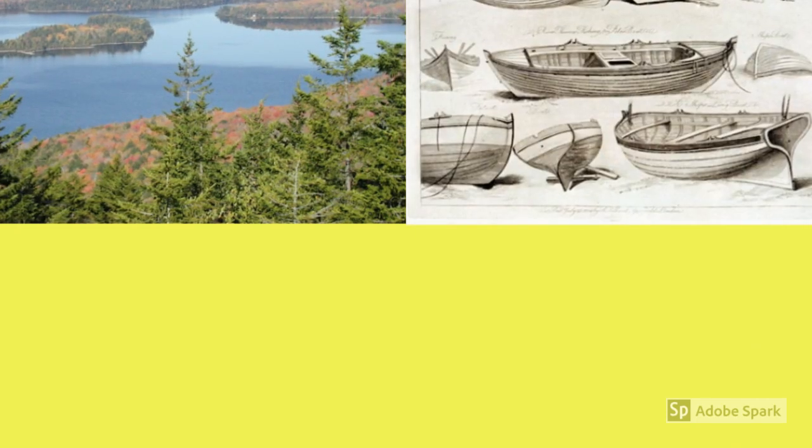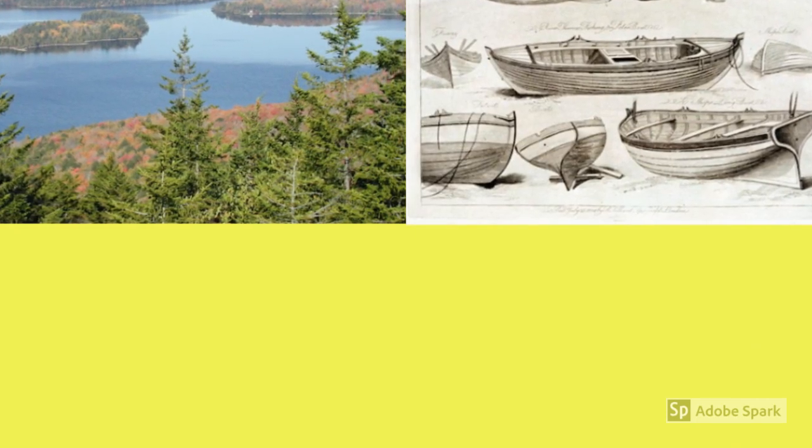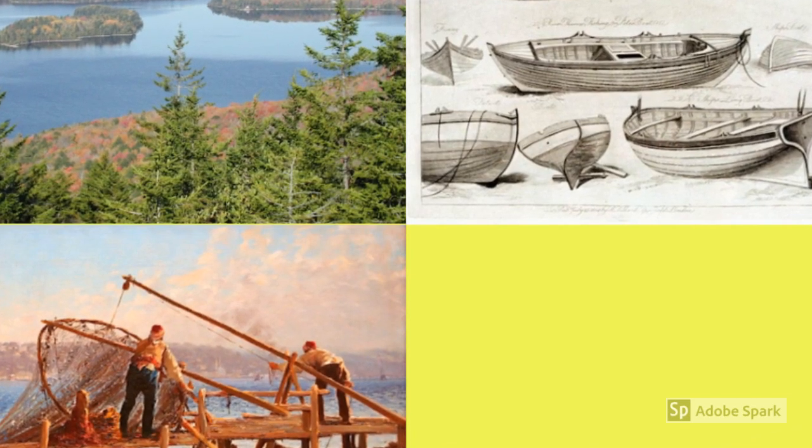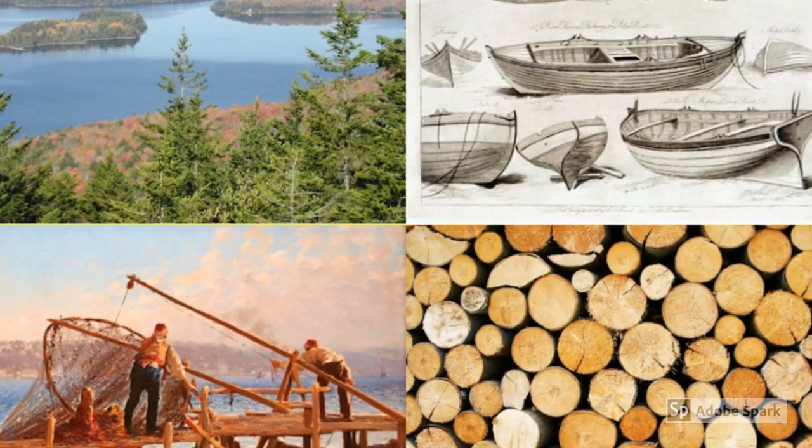The soil in New England was not good for farming. As a result, the settlers in that region had to take advantage of other resources to build an economy. These trades included shipbuilding, fishing, and logging.